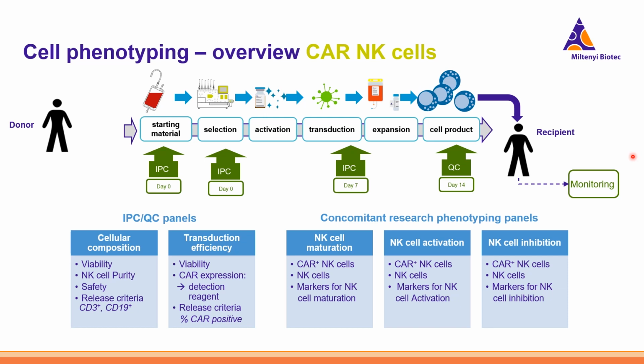Our IPC and QC panels are, on the one hand, for the cellular composition, which looks at the viability and the purity of the natural killer cells. The release criteria here would be the amount of CD3 positive and CD19 positive cells, in addition to the viability. Then the transduction efficiency panel, on top of that, includes the CAR detection reagent. This is a reagent that specifically detects the CAR on the surface after transduction. Here the release criteria would be the percent CAR positive within the cell product. As mentioned, these will be available early next year.